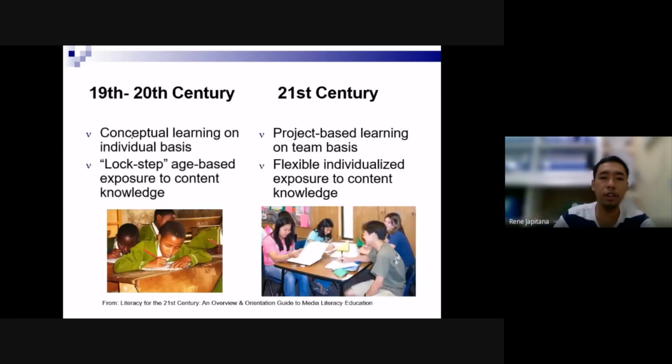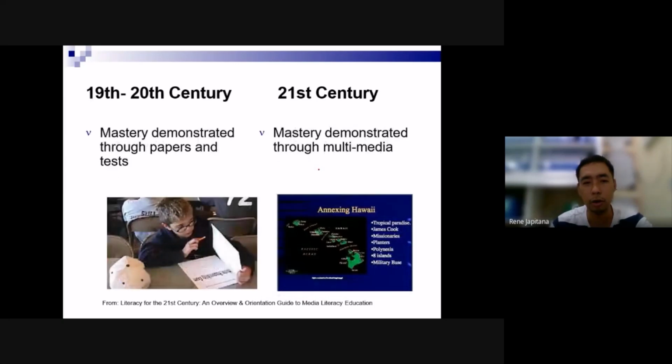Okay, to continue, what else? In the 19th and 20th century, conceptual learning was on an individual basis, in lockstep, while in the 21st century it is collaborative, project-based, flexible, and individualized exposure to the content. Unlike before, where everyone just did their own effort. While in the 21st century, we can work together collaboratively and avoid tailored-fit instruction. It should not be tailored-fit, your exposure to the knowledge or content should be flexible.